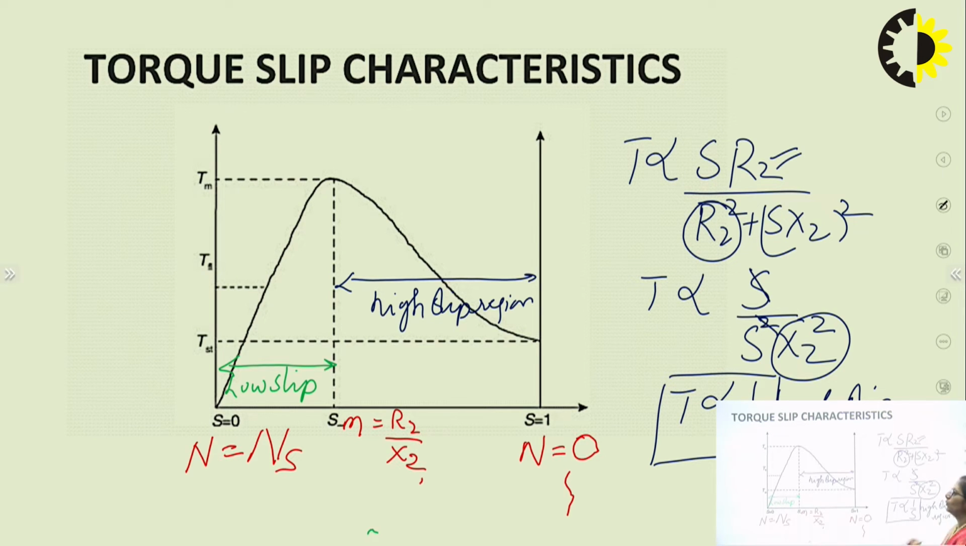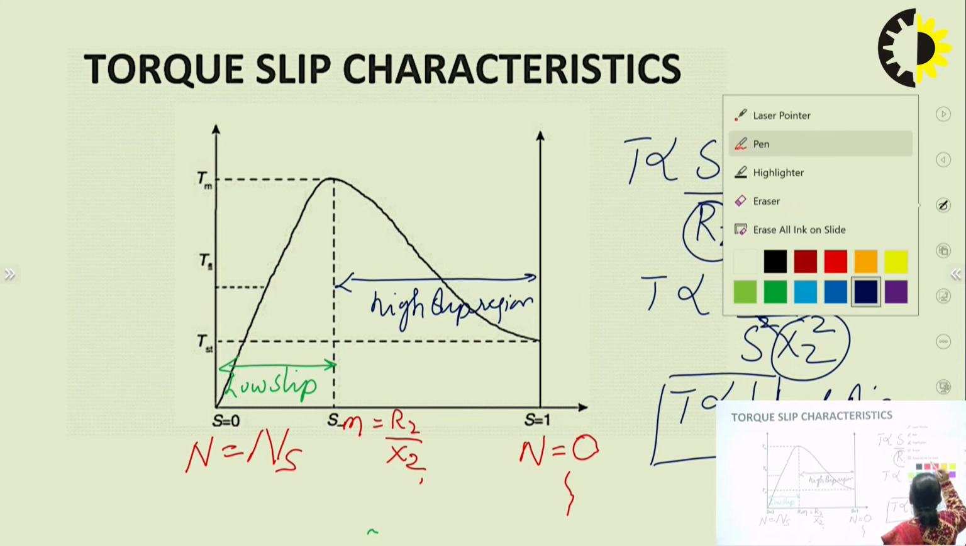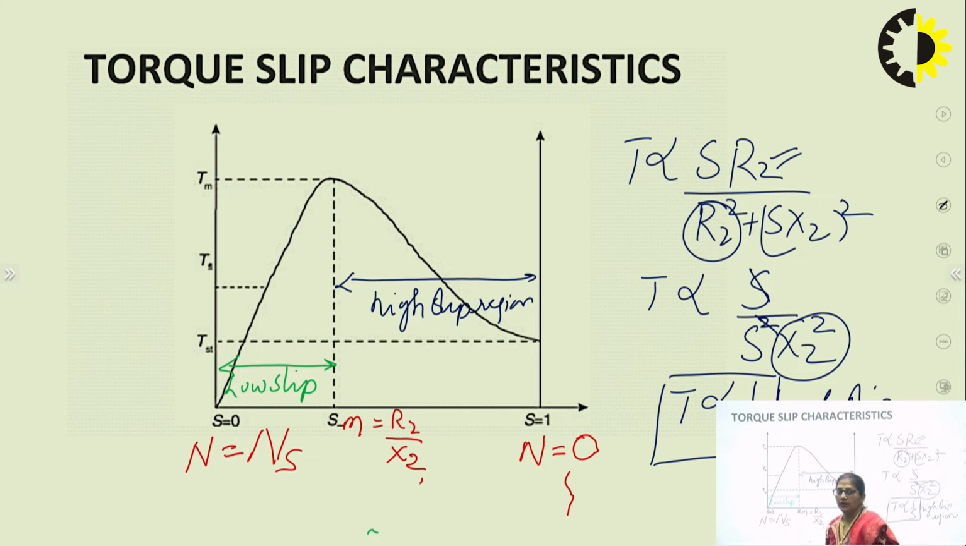So the graph we are getting, if I plot it, for the lower slip region, the torque is directly proportional to slip. As the slip is increasing, you can see I'm having a linear graph up to SM, maximum torque. Then from SM towards 1, which we call the higher slip region, it is inversely proportional. With this graph, we have seen why it is directly proportional and why it is inversely proportional.